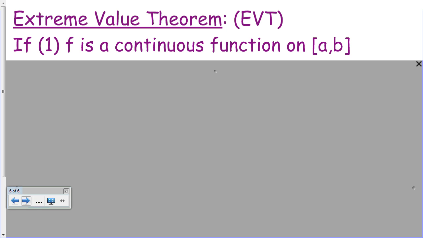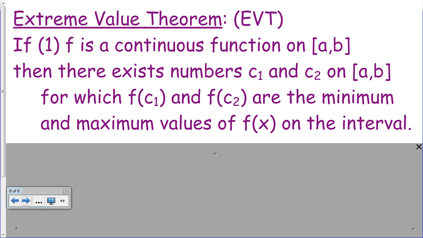So if you have a continuous function, you are guaranteed the following, and it has to be a continuous function on a closed interval is the other part to this. All right, extremely important that it's a closed interval. Then the conclusion is there are two values. There exist two numbers, C1 and C2, on the closed interval. Notice this time it's a closed interval. C1 and C2 could occur anywhere between A and B, including perhaps at A and B, for which f of C1 and f of C2 are the minimum and maximum values of f of x on the interval.